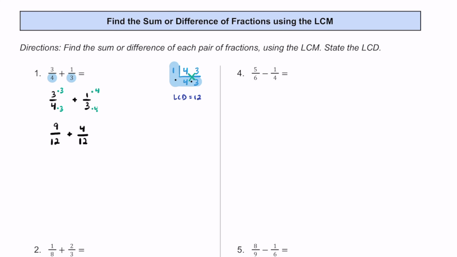So at this point, you can notice that we do have common denominators. So this one is 12 and this one is 12. That's our LCD that we came up with earlier. And we can go ahead and add these fractions because they have common denominators. So we're just going to add this 9 plus 4. 9 plus 4 is 13, so we're going to write 13 over 12, and that's going to be the sum here.